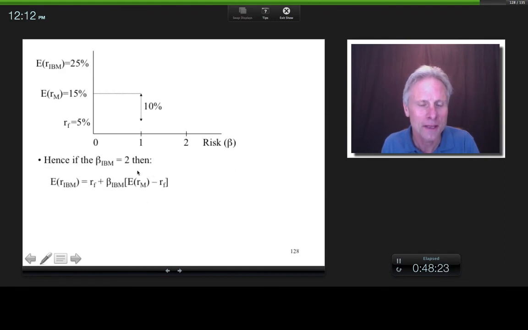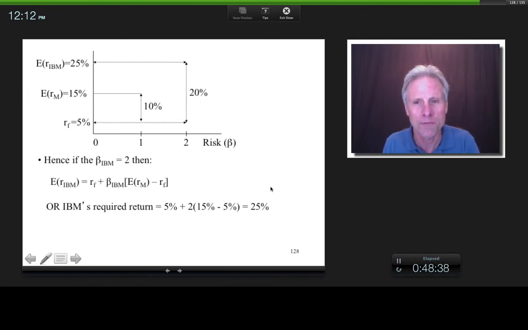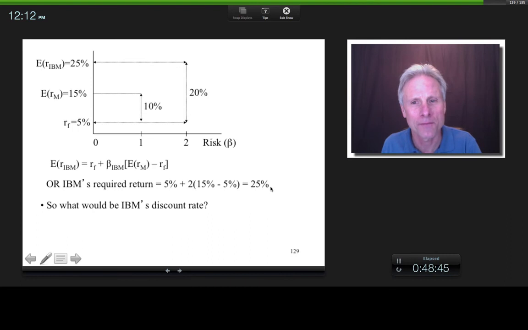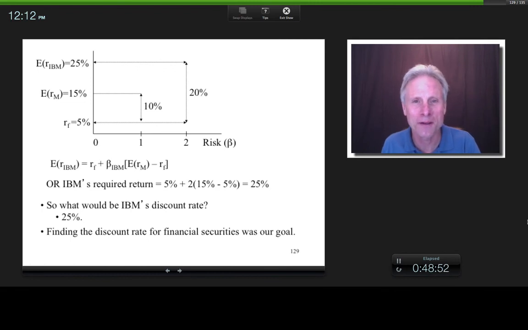And so if IBM had a beta of 2 and you wanted to know the required or expected return of IBM, then you'd basically have that equation right there. Or in our example, the required or expected return of IBM would be 25%. And so therefore, what should IBM's discount rate be? 25%. And that was our goal, to figure out the discount rate for financial securities.